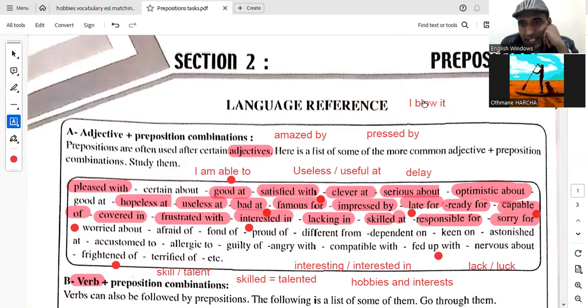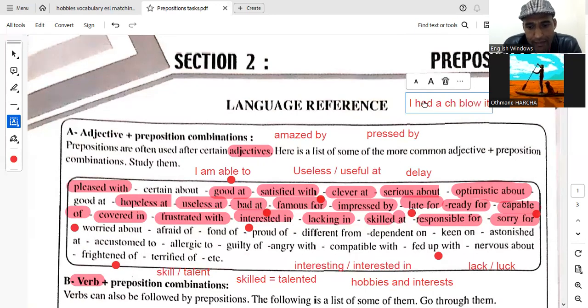I blew it, right. Let me give you an example in a sentence, right. I had a chemistry test.